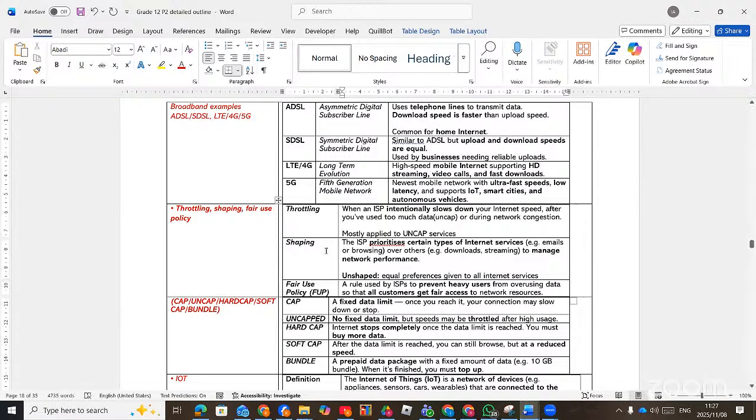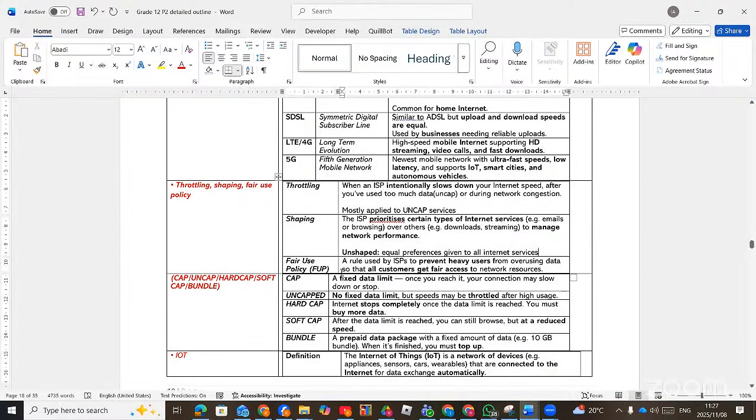Shaping, where an ISP prioritizes certain internet services. In other words, they give other services some kind of preference in terms of the speed over others. For instance, when you're using email or browsing, the speed will be faster. When you're using streaming, then the speed will be slower. So they use that one to manage network performance. In shaping, if equal preferences are given to all services, the speed remains the same, whether you are streaming or browsing or using emails.